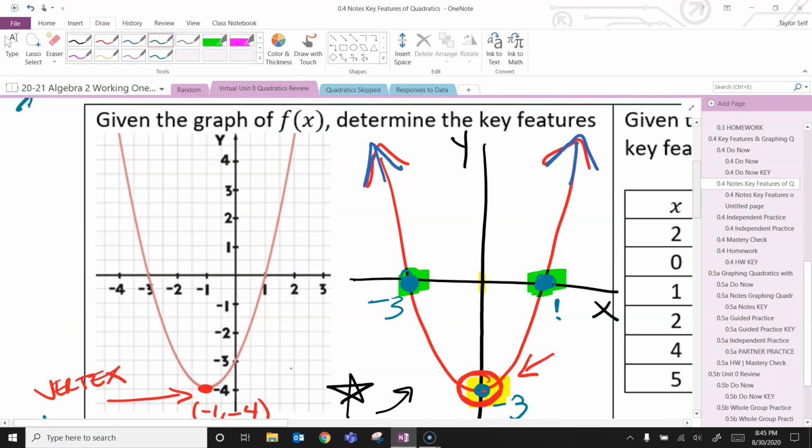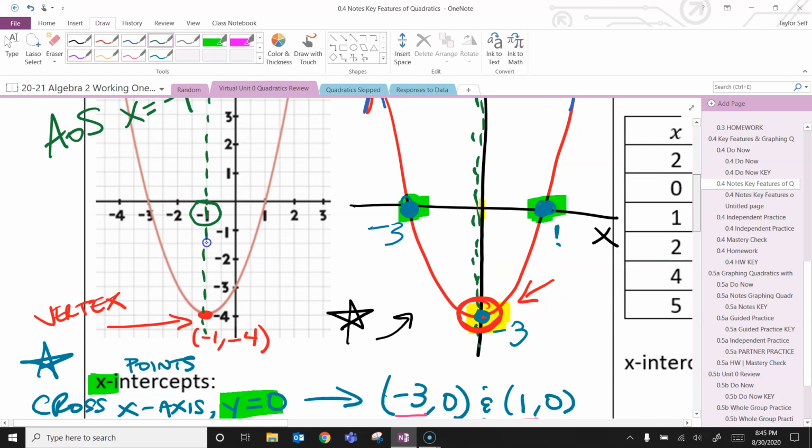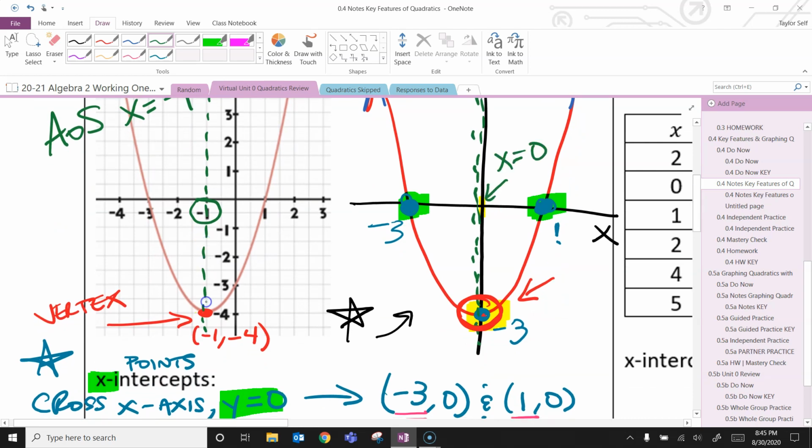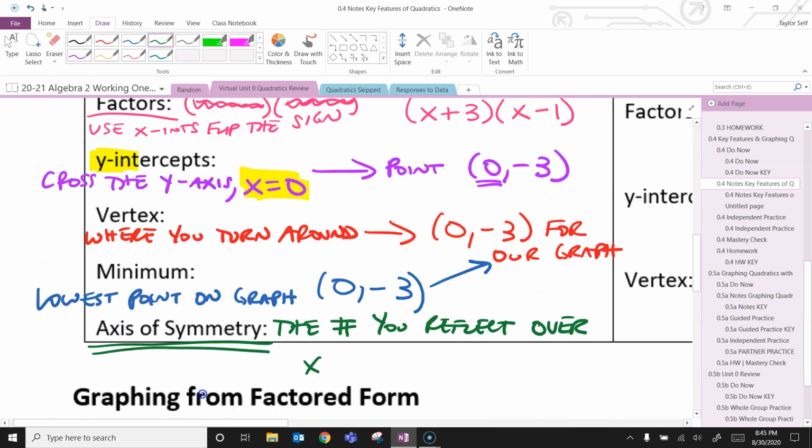So really quick, let's look at both of these. If we were to draw a mirror right in the middle of this graph, on this graph, the axis of symmetry would happen at x equals -1. So I'm going to say axis of symmetry, x equals -1. For this graph that we drew in our notes, the axis of symmetry is, we always have to use an x value. What does x equal here? X equals 0. So for our graph, the axis of symmetry is x equals 0.